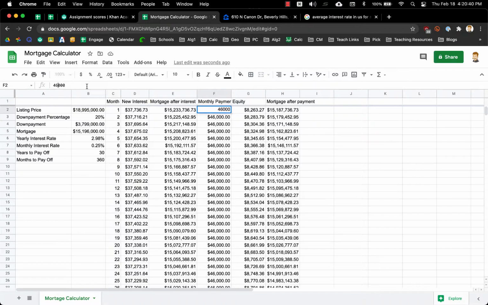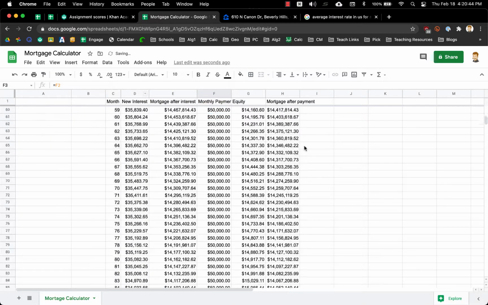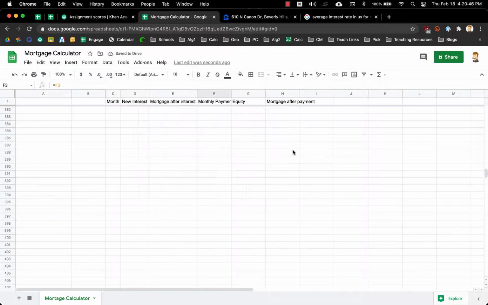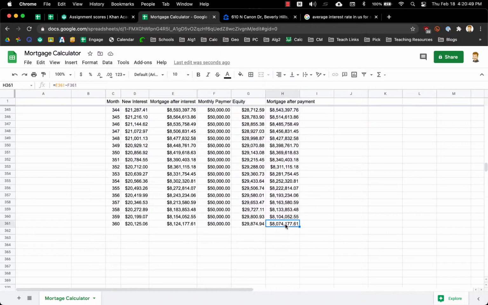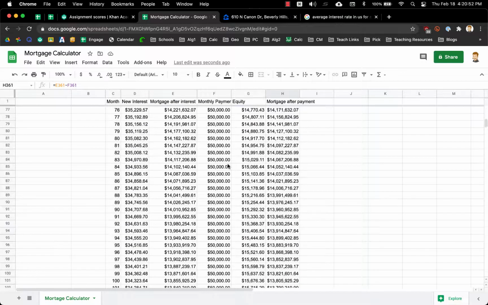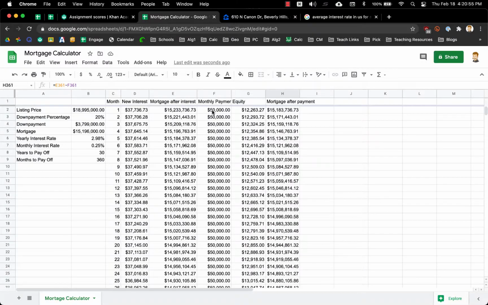Okay, so let's try increasing this, and you can kind of guess and check. What if I change this to 50,000? Now, did I pay it off? If I scroll to the very bottom, now did I pay it off in the correct amount of time? I got closer. I went from 10 million to 8 million. And then this is a giant guess and check game, right? What should my monthly payment really be?